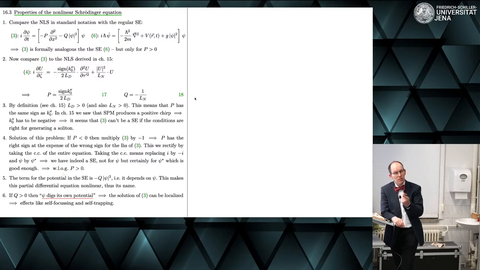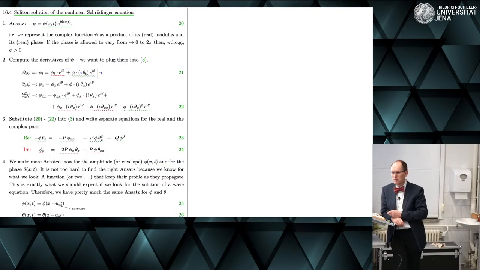But now, and this is a difference here, now we have both things. In the previous lecture, we had the case where we could essentially neglect this term here. And in chapter 14, we were actually neglecting this term. And now we have both.